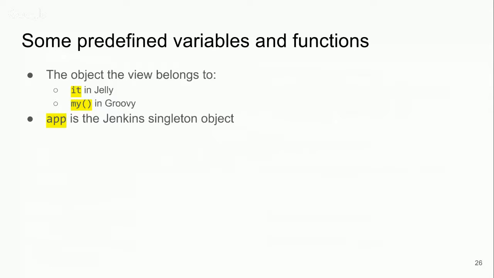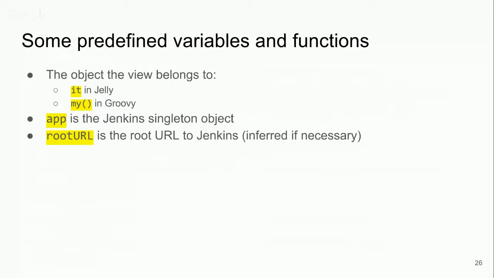App, if you see that, is the Jenkins singleton object, which is typically used to access some kind of globally unique resource or object. Root URL is the root URL to Jenkins, which is inferred, if necessary, from the current request. And you use that, for example, if you want to create absolute links or things like that.